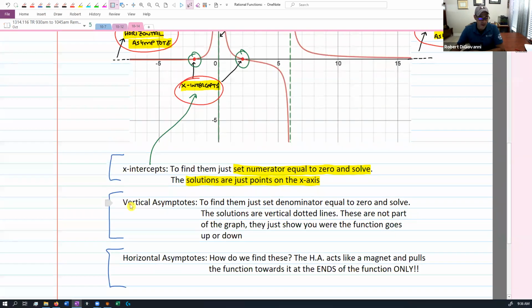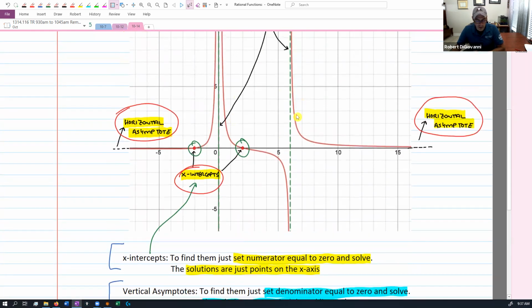And then you're going to find the vertical asymptotes. To do that, you set the denominator equal to 0 and solve. And so you'll get some answers, right? You did that on your homework. Those answers are not points on the graph. They are not. The solutions are vertical dotted lines.